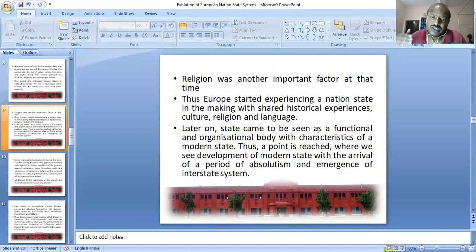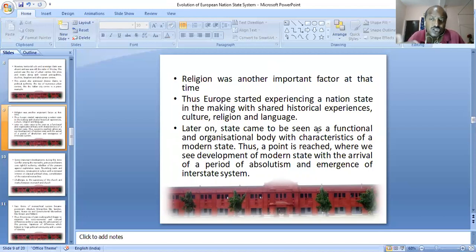So Europe actually started experiencing a nation state in the making with shared historical experiences, culture, religion, and language. Later on, the state came to be seen as a functional and organizational body with characteristics of a modern state. Thus a point is reached where we can see the development of a modern state with the arrival of a period of absolutism and the emergence of an interstate system. Remember, we are not speaking about the kind of nation state system that we are witnessing today. I am speaking about a nation state system which was absolute in character.